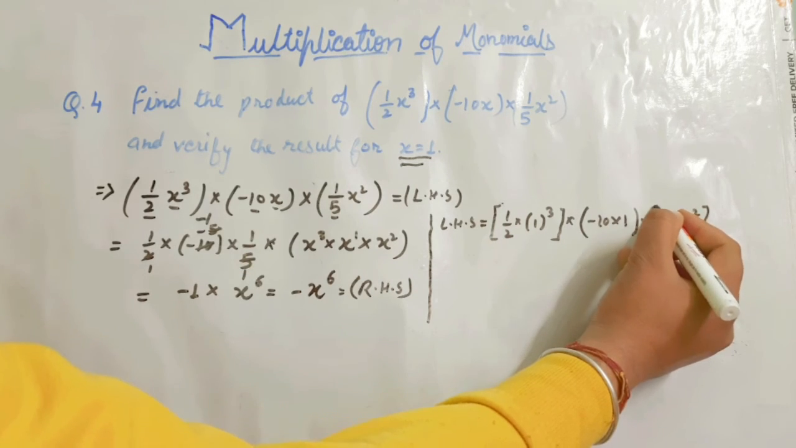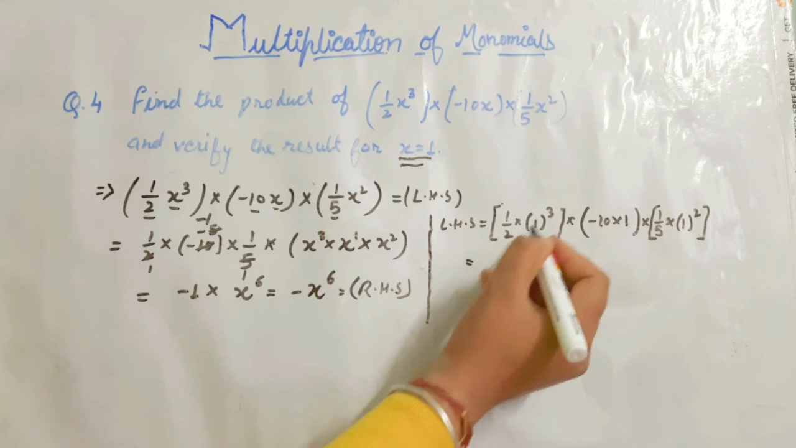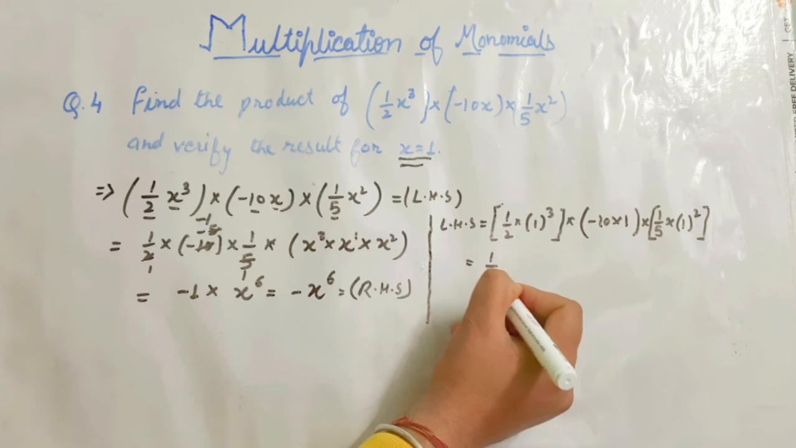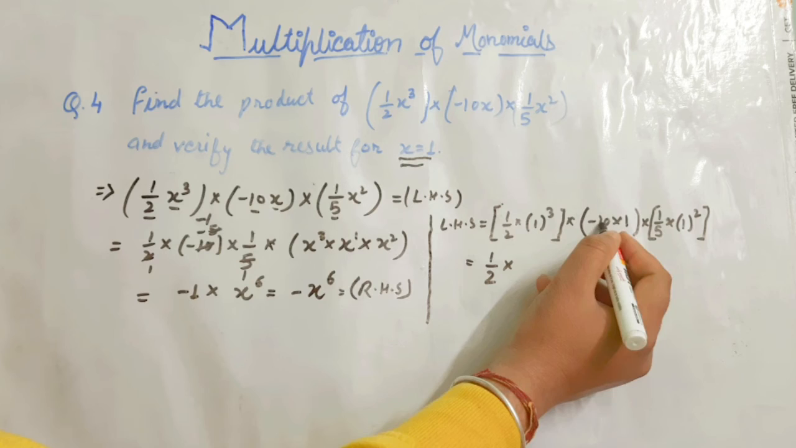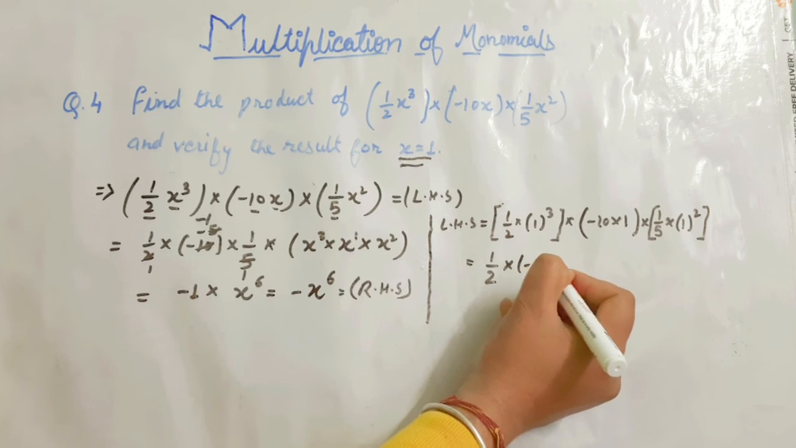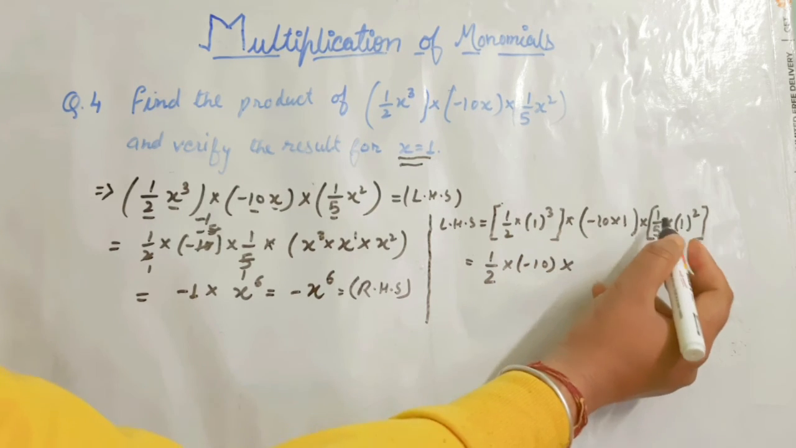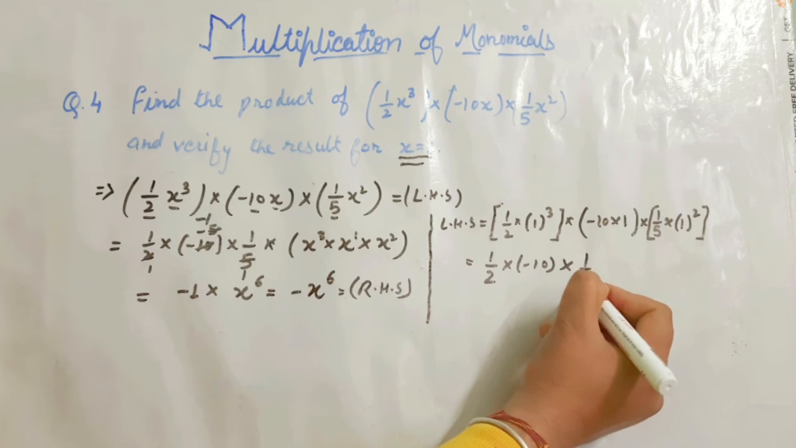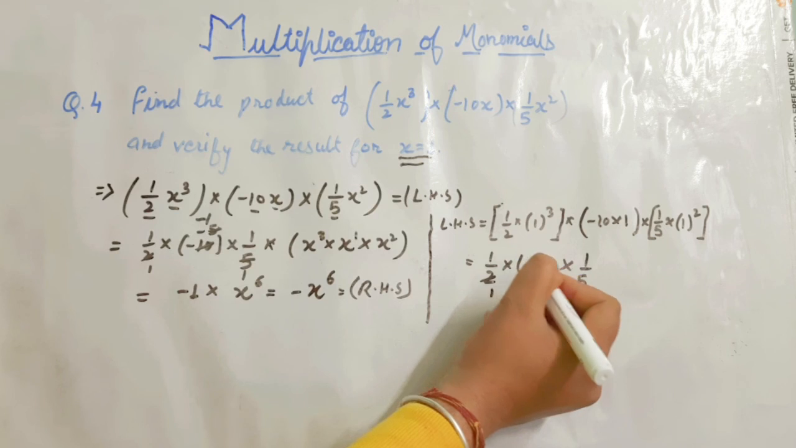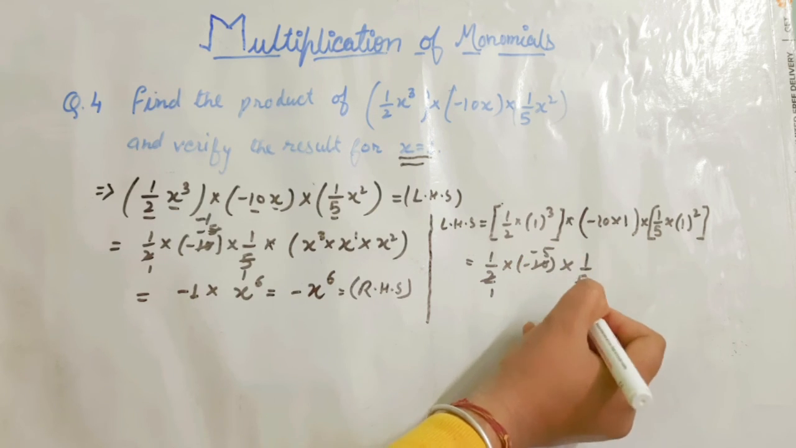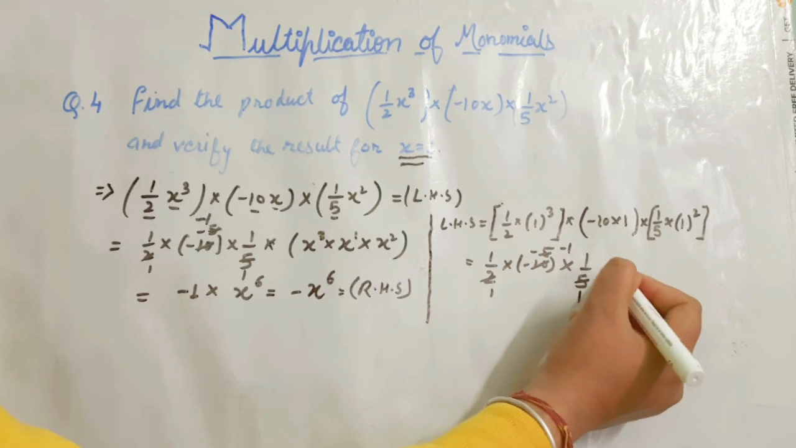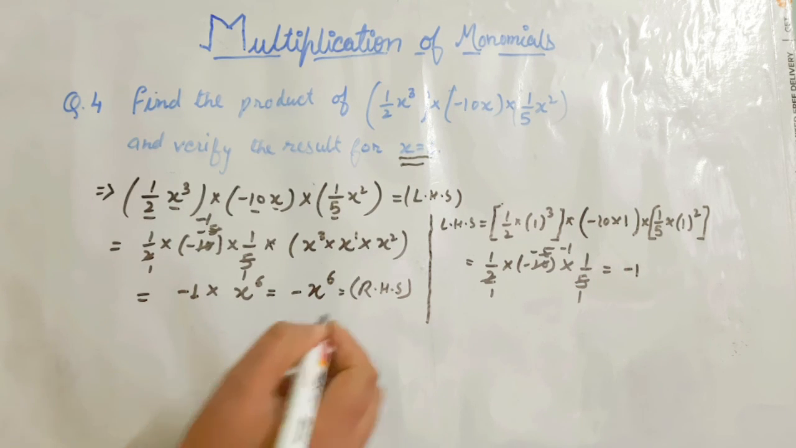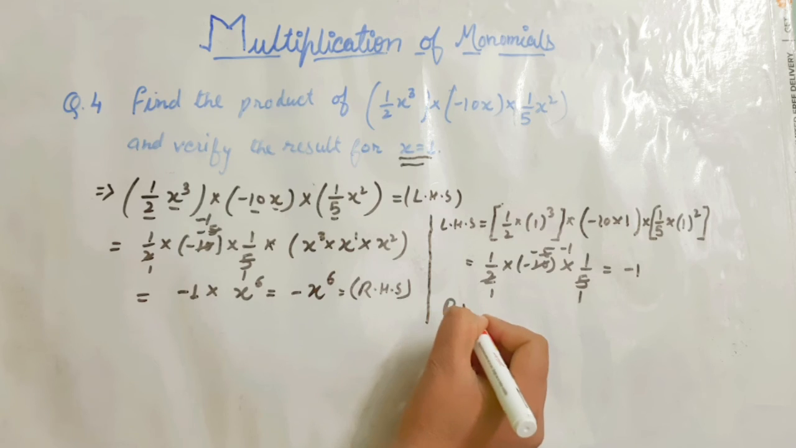Then simplify it. 1 cube is 1 and 1 multiplied by 1 upon 2 will be as it is. Multiply by minus 10 ones are minus 10 as it is. Multiply by 1 upon 5 into 1 will be 1 upon 5. Simplify 2 ones are 2, 2 minus 5s are minus 10, 5 ones are 5, 5 minus 1s are minus 1. So this will be equals to minus 1.